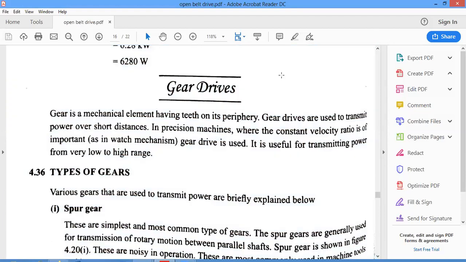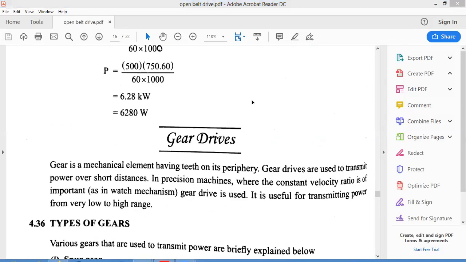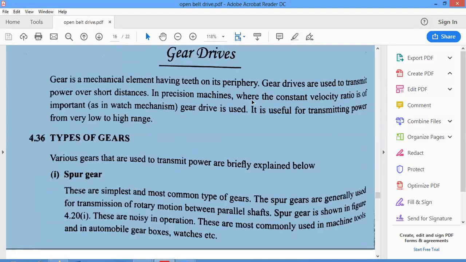As I've already mentioned in the previous class, power can be transmitted through various means. One is by using belt drives, the other one is by using gear drives. Belt drives are usually meant to transfer power when the shafts are far away. When the shafts are very close, for very small distances, and we want to transfer power from one shaft to another shaft, belt drive is not a suitable option. Gear drive is what is going to be used.